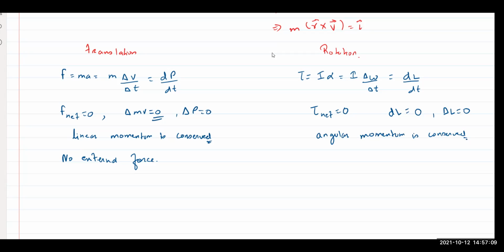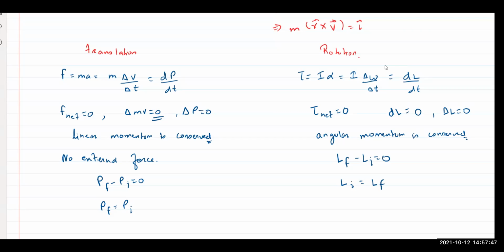Because when you talk about delta L, it is L final minus L initial is equal to 0. Here it was P final minus P initial, equal to 0. So P final is equal to P initial, means initial momentum is equal to final momentum. In the same way, here I can say LF is equal to LI, means initial angular momentum is equal to final angular momentum. Anyone have any doubt in this?